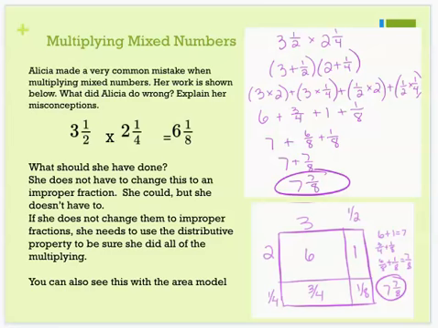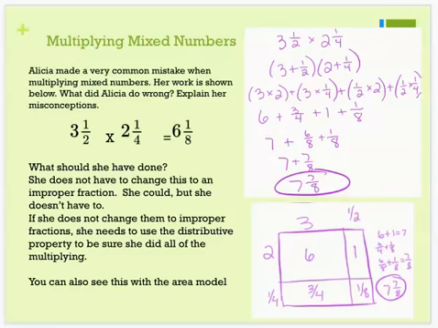So think about the distributive property. You can distribute the 3 to the 2, so that's 3 times 2, and then the 3 times the 1/4. And then you can distribute the 1/2 to the 2 and the 1/2 to the 1/4. If you do all those multiplications, you end up with 6 plus 3/4 plus 1 plus 1/8. And if you combine those, you will get 7 7/8.